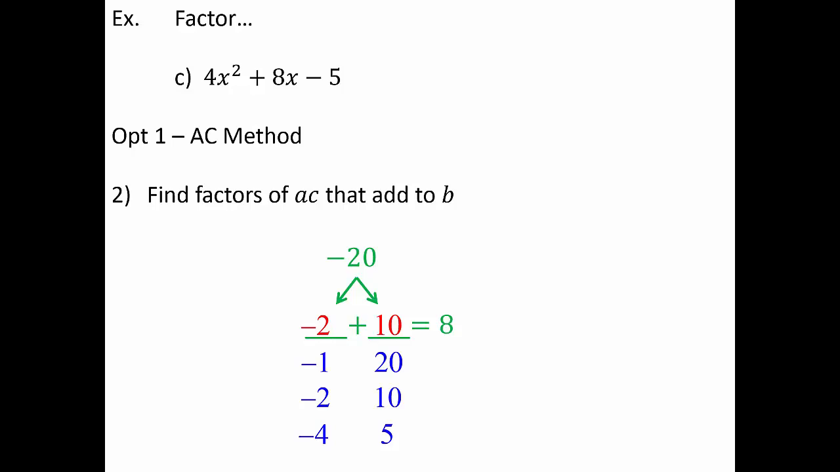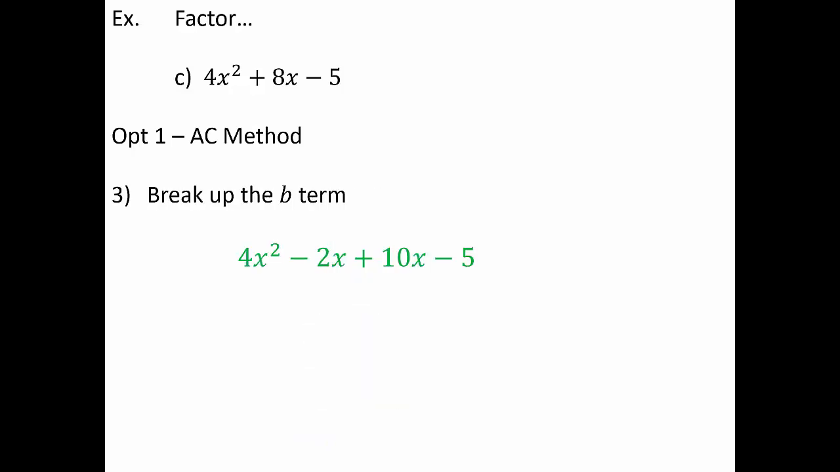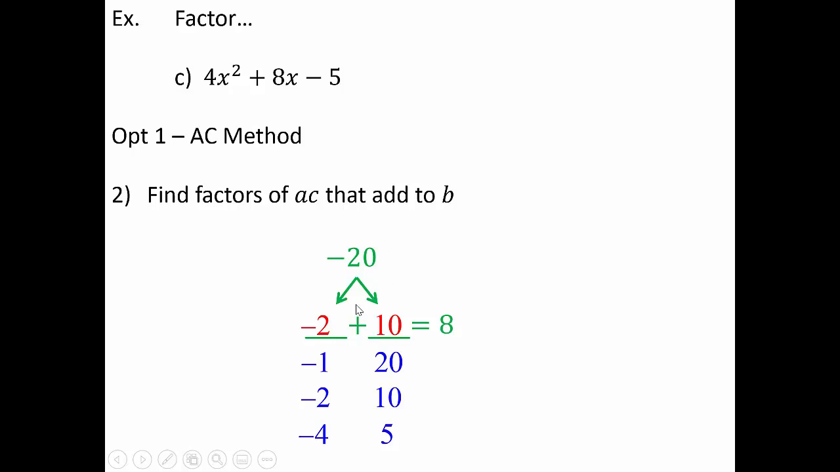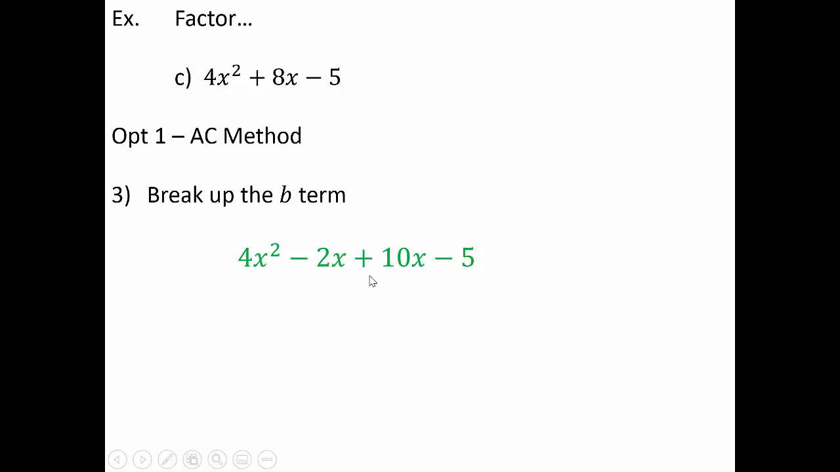So again, to recap, we started by multiplying a times c, which was negative 20. Then we found factors of ac that add to the b value, 8, which was negative 2 and 10. Step 3, break up that b term. So what was previously positive 8x, we're going to break it up using the two numbers that we found right here, negative 2 and positive 10. So instead of being 8x in the middle, it's negative 2x plus positive 10x.